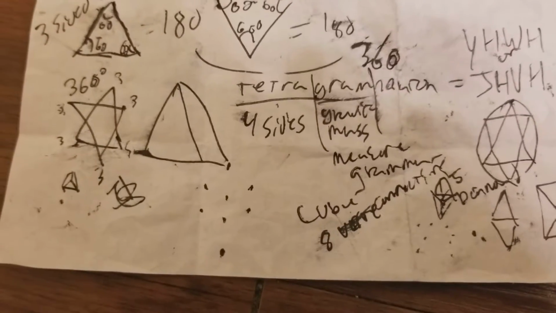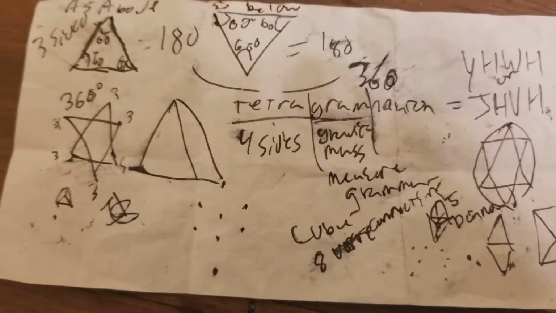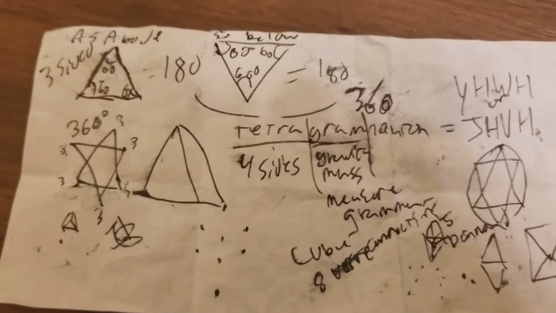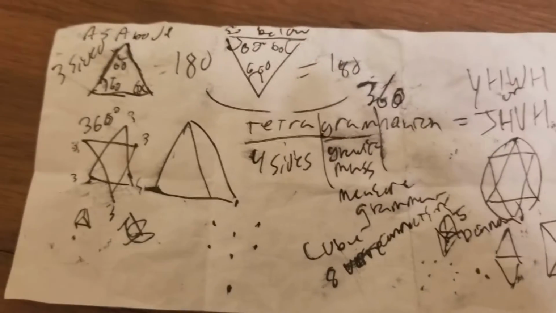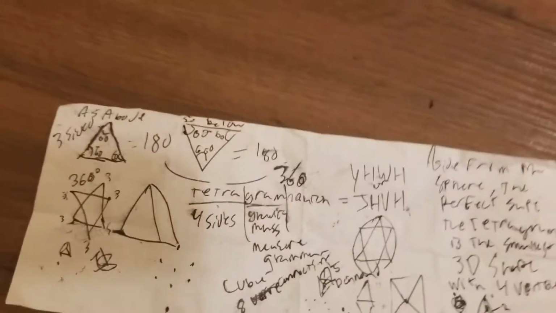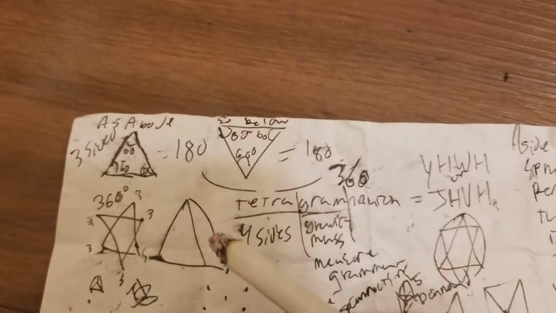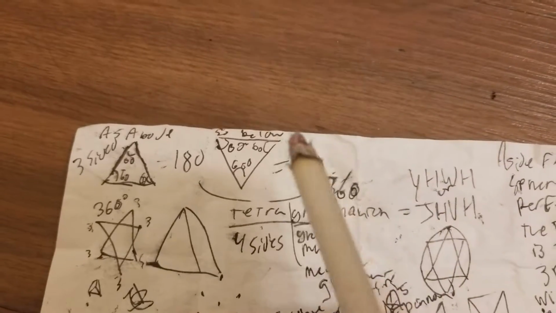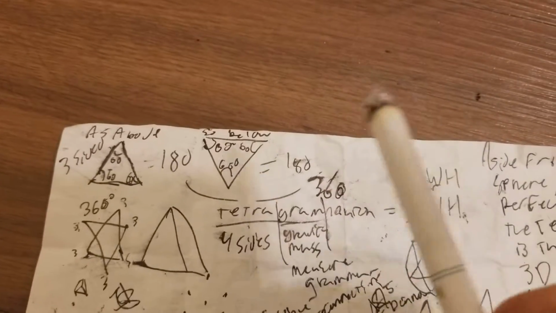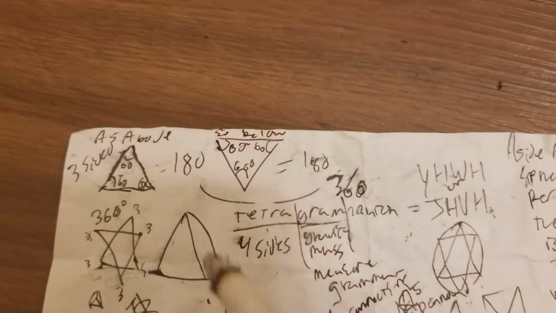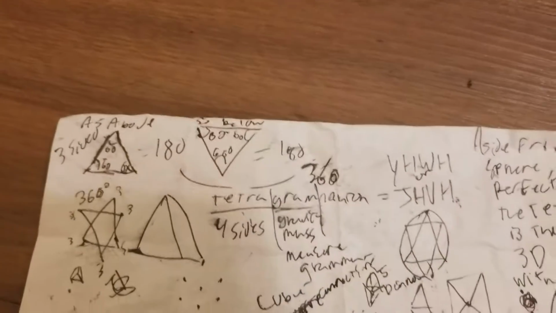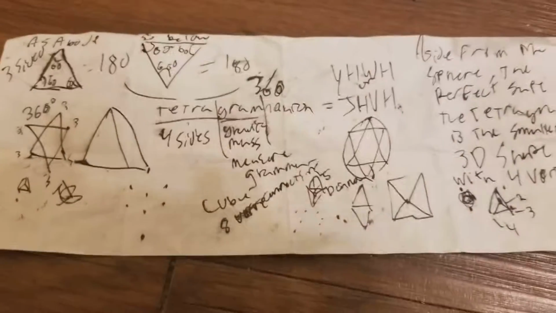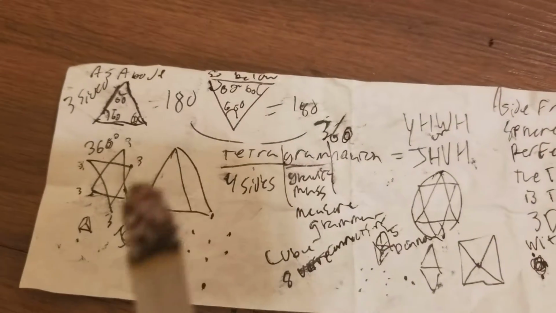Well, it's a four-sided shape. Basically, it's an equilateral triangle with each angle adding up to 60. So 60, 60, 60, 180. And then the base is also an equilateral triangle. And the thing is, as above, so below.